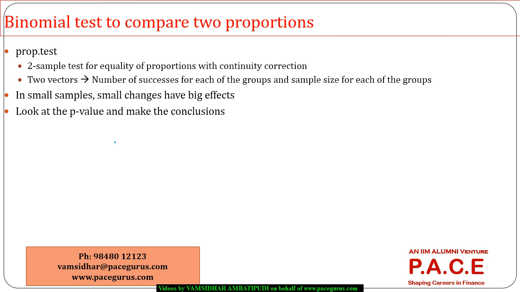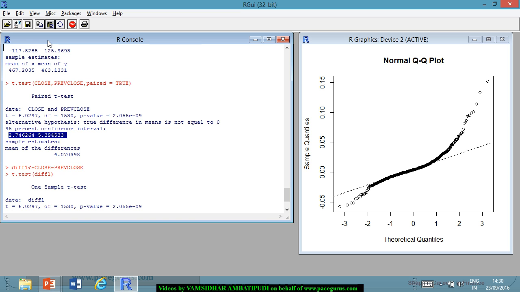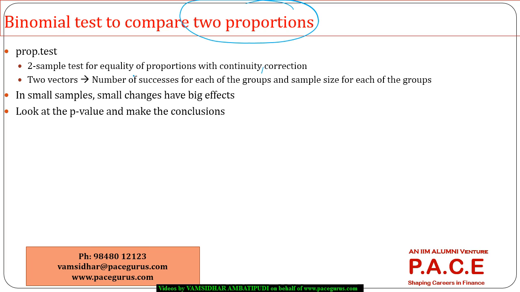Now, let's look at how to compare two proportions from two different data sets. I want to compare the proportion depending on the number of successes in the first group and the total number of elements in the first group. Similarly, I want to compare the successes in the second group with the total number of elements in the second group. So I can do a two sample test for equality of proportions with continuity correction. That is what is executed through prop.test.